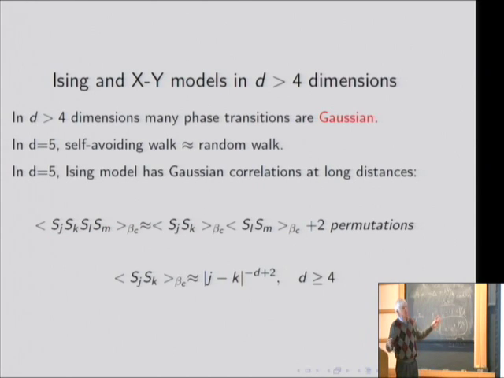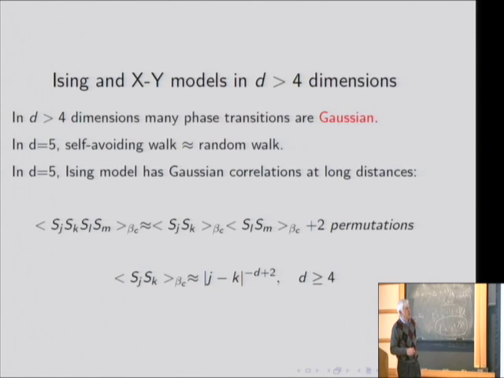In high dimensions, everything becomes easy again. So, we talked about 2 dimensions. 3 dimensions is the hardest. 2 dimensions sometimes you can solve. But high dimensions, for Ising and XY models, are easy. So intuitively, what's the idea? Intuitively, if I'm in 5 dimensions, suppose I look at a self-avoiding walk. Now, that's not an Ising model, but it is not so different from it in some ways.